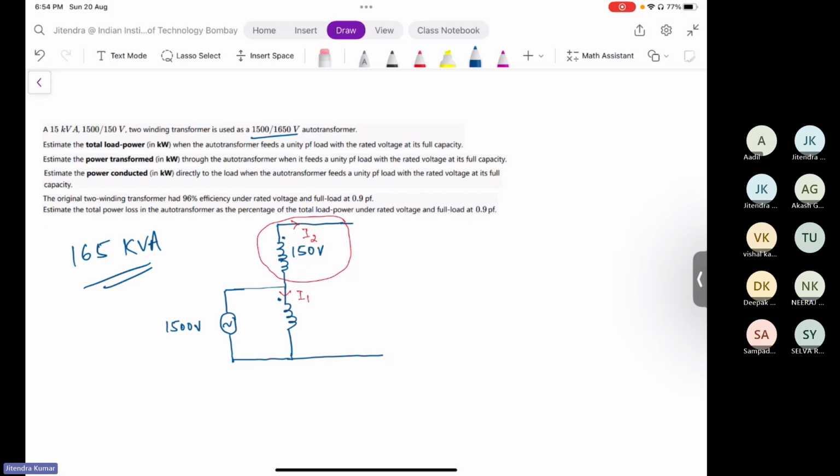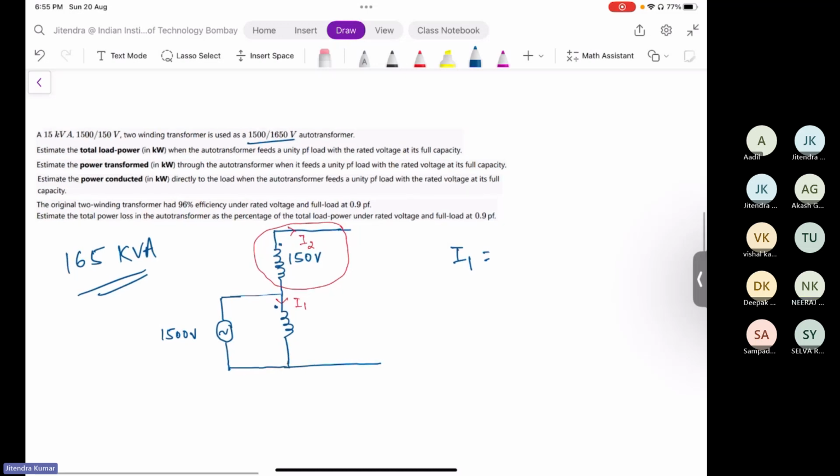Yeah, first we need to compute I1. Sir, we do not think it is needed, this problem we have solved yesterday's session. Okay, should I skip this part? Sir, the second part was not there. The original two winding transformer had 96%. This part was not there. Okay, so just let me take 2 minutes and solve the first three parts quickly, and then we can shift to the second part, because both will be related to each other.